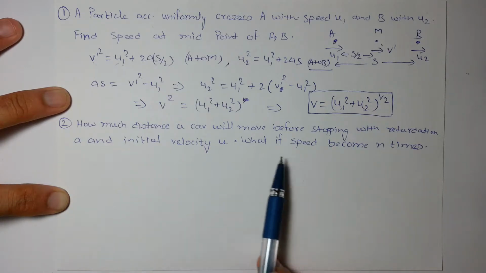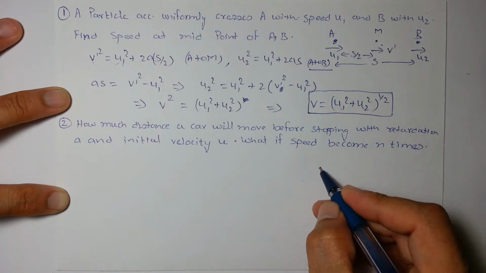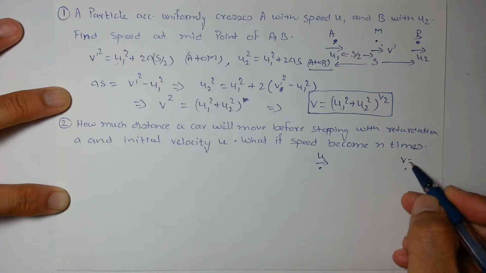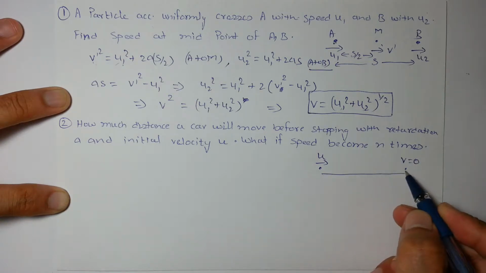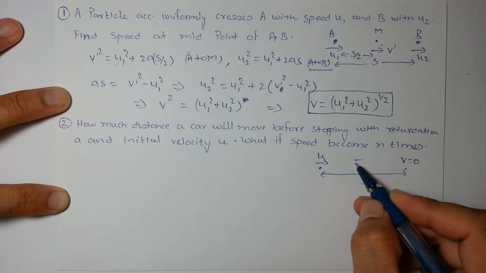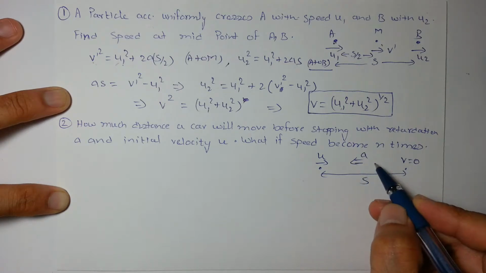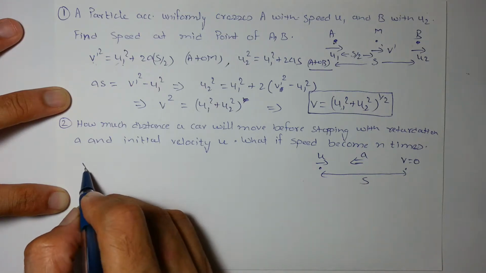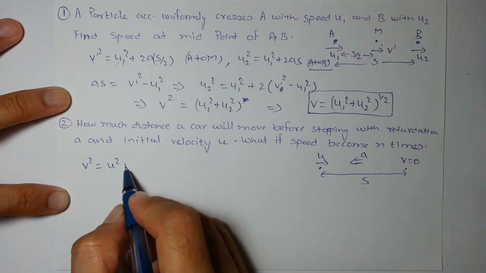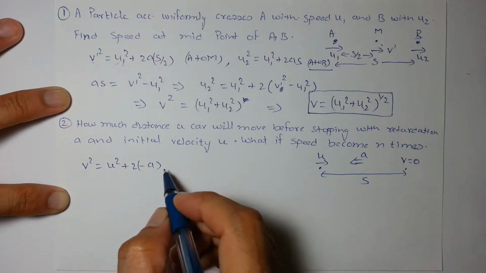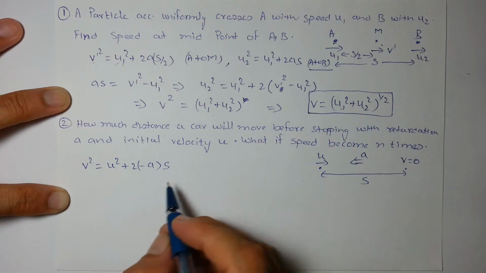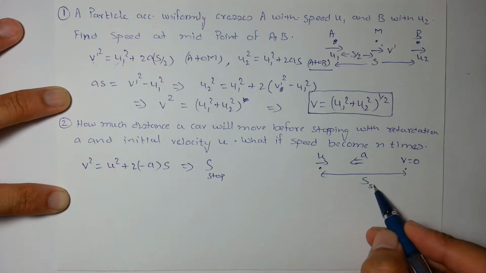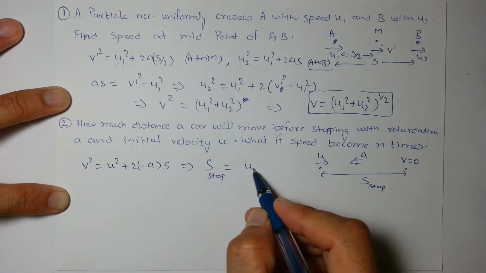In the next question, how much distance will a car cover before stopping with retardation a and initial velocity u? What if the speed becomes n times? Let the car have a velocity u and stop here, so the final velocity is 0 and it covers distance s. The retardation is in the opposite direction, so with final velocity 0, v square is equal to u square plus 2 times minus a, where a represents the retardation, into s. So the stopping distance is nothing but u square by 2a.